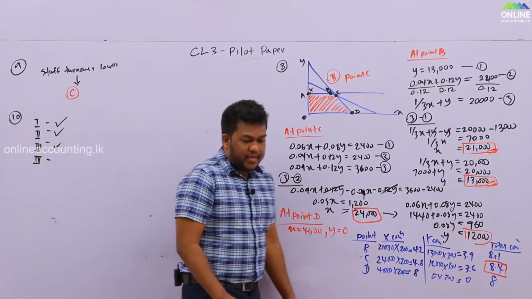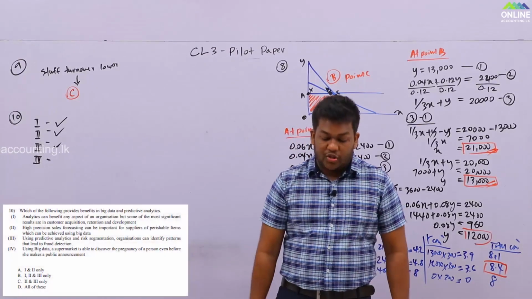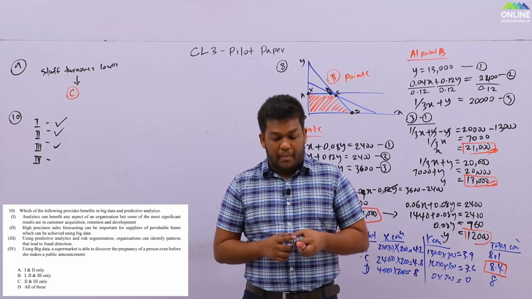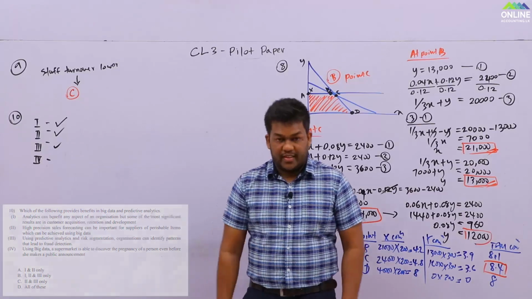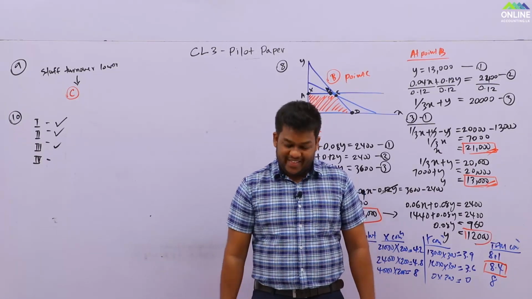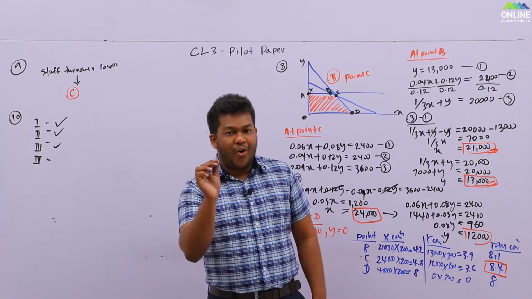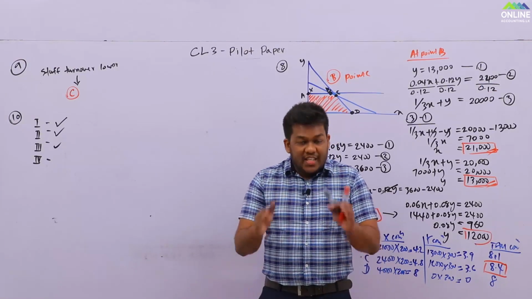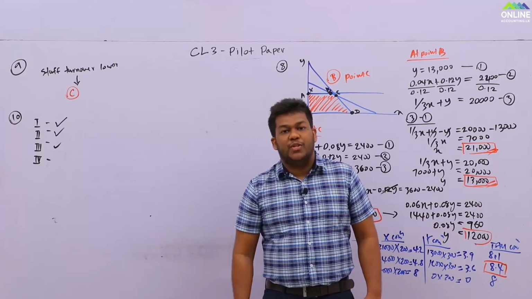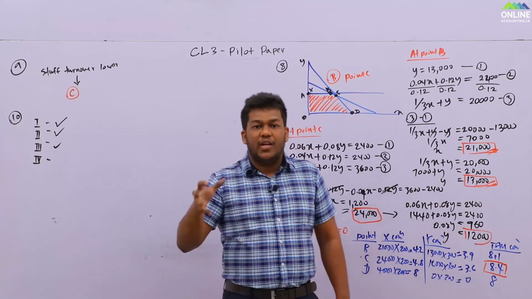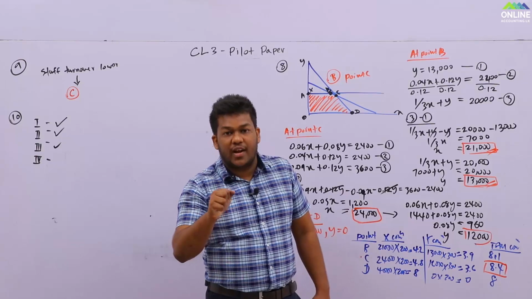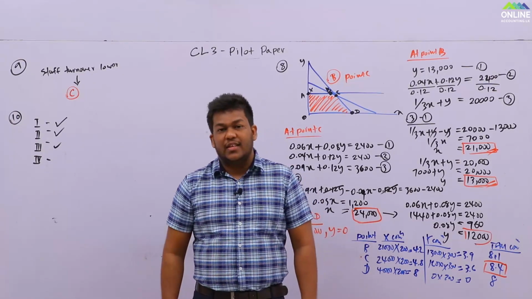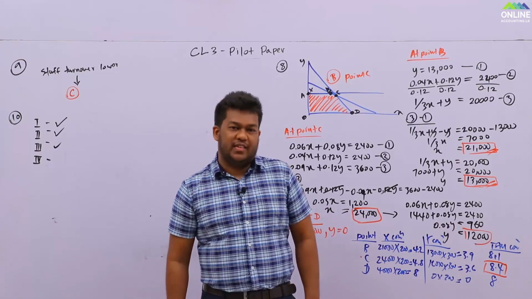The last one, using big data, a supermarket is able to discover the pregnancy of a person even before she makes a public announcement. Now, the examiner is very tricky. The examiner has put a word called supermarket. This is possible in big data. Yes, you can analyze by looking at the past data and all. But can a supermarket analyze this? For a supermarket, that is very difficult.